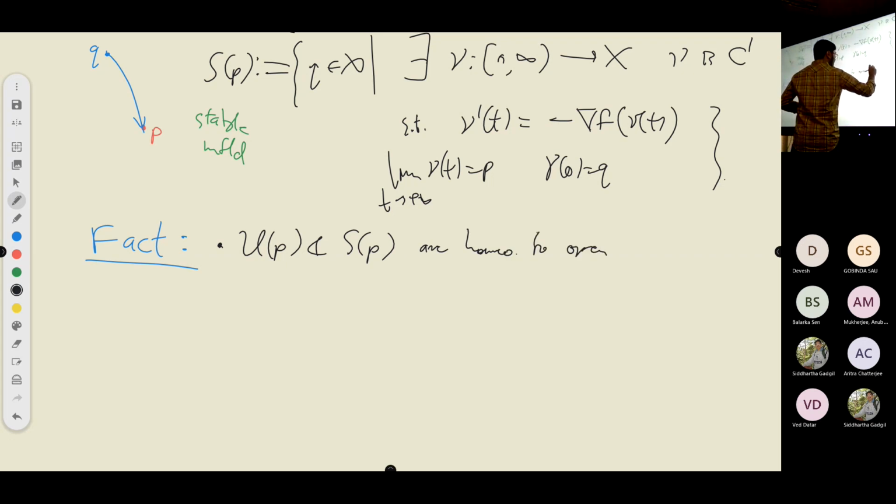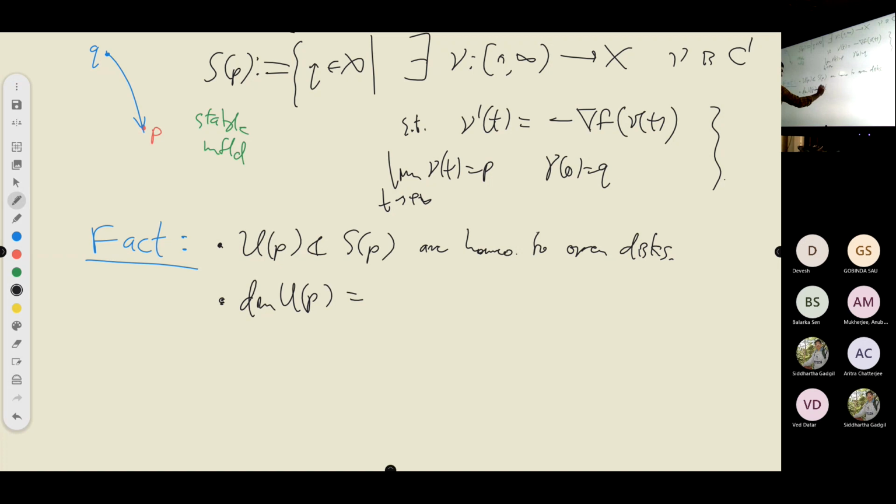Well, by always, I mean in a generic situation. So when your Morse function is generic enough, when your metric is generic enough. So whenever I make a claim, it's to be assumed that I've made a generic choice of metric and function. And the dimension of the unstable manifold is the index of the critical point. And the dimension of the stable manifold is n minus the index, where n is the dimension of your underlying manifold.